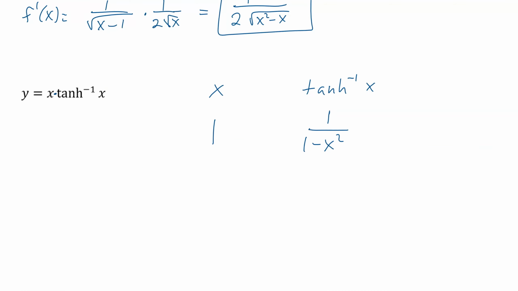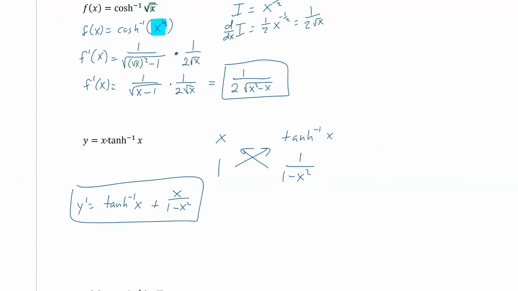And then now we can multiply it. So just like our normal cross multiply thing. So it's hyperbolic tangent inverse of x, plus, and then that x will just go to the numerator, x over 1 minus x squared. And there is your derivative. Just like that.